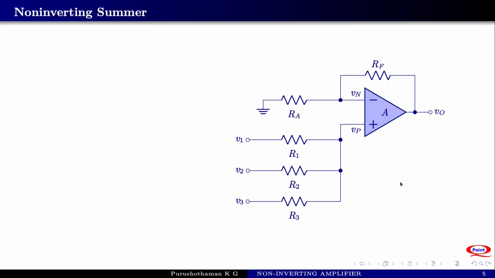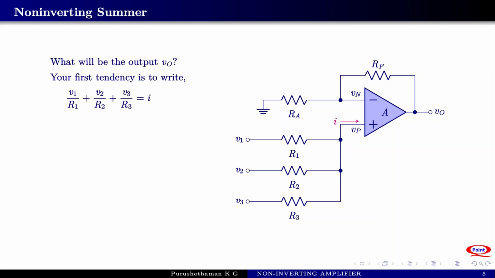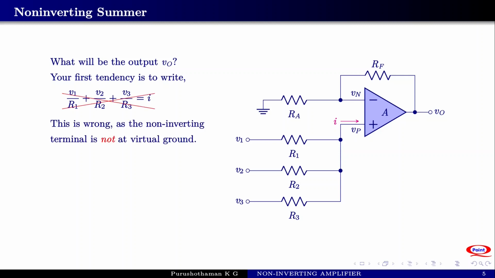Here that is not possible because this lead is not at virtual ground. So seeing such a circuit diagram, your first tendency is to write V1 by R1 plus V2 by R2 plus V3 by R3 is equal to I, which is equal to 0. I is equal to 0 in this case. This expression is wrong since the non-inverting terminal is not at virtual ground. This is an important point. The non-inverting terminal is not at virtual ground and the non-inverting terminal cannot act as a summing point.